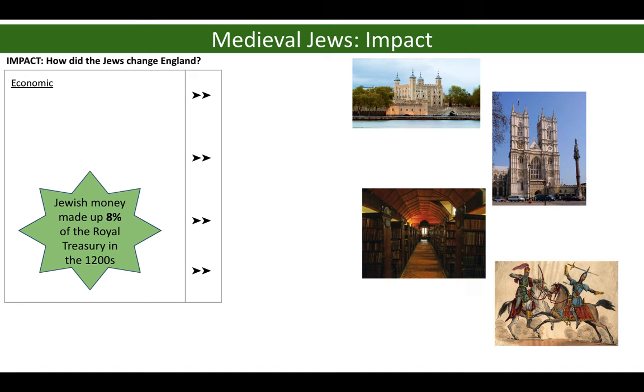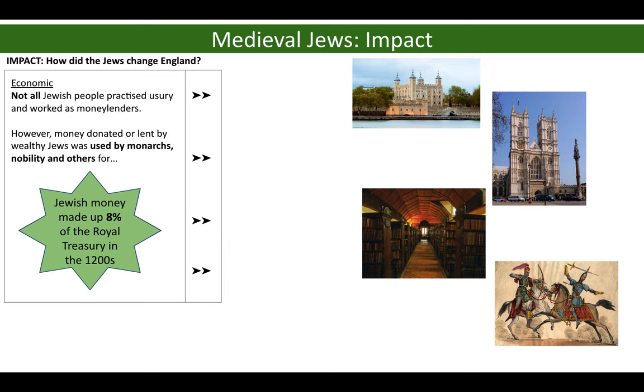Despite only being allowed to be in the country for about 200 years, medieval Jews still have a really significant impact. But I would say that impact was mainly economic rather than political or social, although there are overlaps in some ways. Even though not all Jewish people practiced usury and worked as moneylenders, those that did lent that money to monarchs, they lent it to nobility and really important people, meaning it had a big impact on the country and was used for building castles, such as the Tower of London.